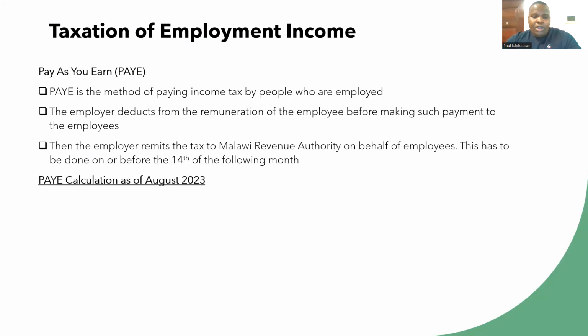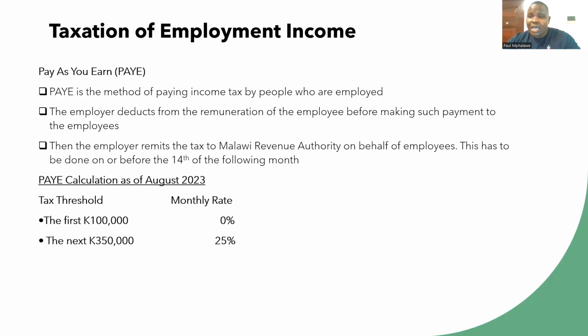So PAYE calculations as of August 2023. We've got a tax threshold and the monthly rate. So monthly, if you are earning less than 100,000, you're not supposed to pay tax, or your employer is not supposed to deduct tax, because that's the threshold. 100,000, zero tax. And the next 350,000 that you earn is 25%. The government takes 25% out of that.